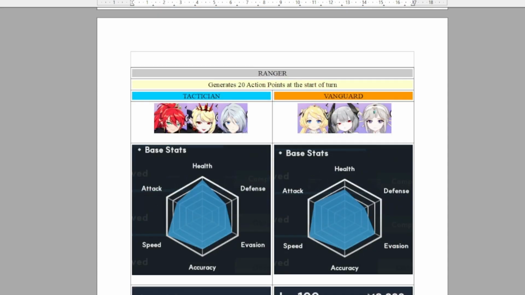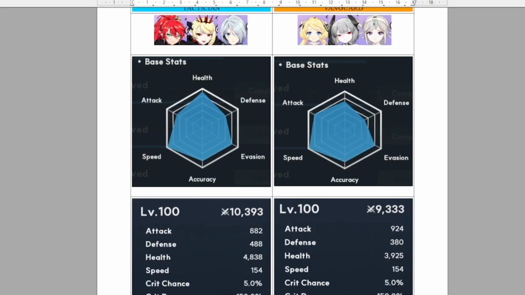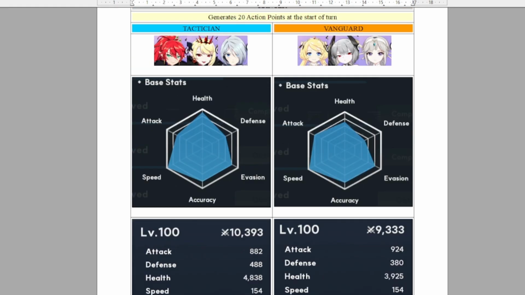Next up are the Rangers, and they have only one passive ability, and that is they generate 20 instead of 5 action points at the start of turn. We differentiate Rangers between Tacticians and Vanguards, and you can see it in the base stats already. The defense capabilities of Tacticians are higher, the attack is lower, and the HP is higher, right?